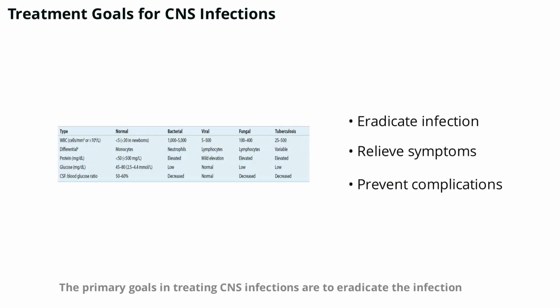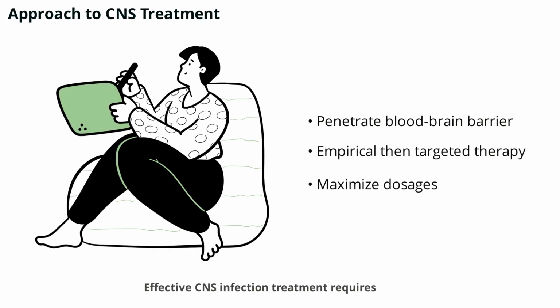The primary goals in treating CNS infections are to eradicate the infection, relieve symptoms, prevent complications, and reduce mortality. Early initiation of appropriate antimicrobials, along with supportive care such as fluids and analgesics, is critical for achieving the best outcomes. Effective CNS infection treatment requires antibiotics that penetrate the blood-brain barrier, appropriate duration of therapy, and sometimes adjunctive corticosteroids.